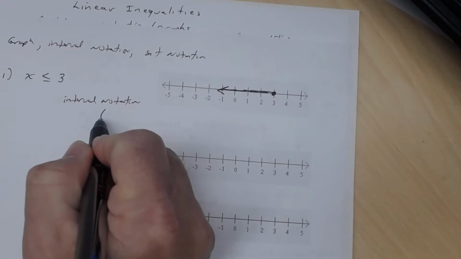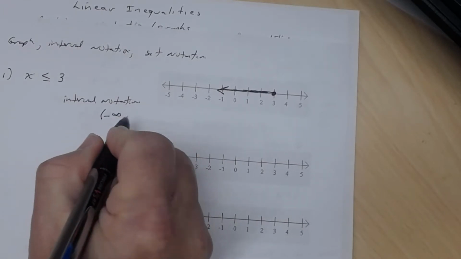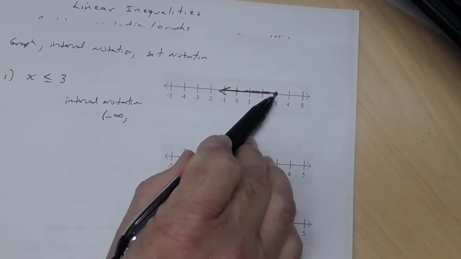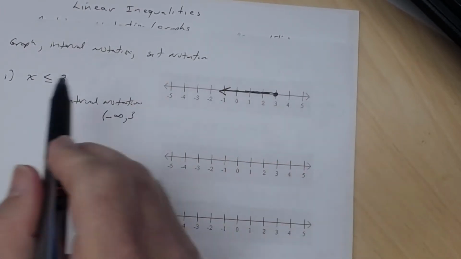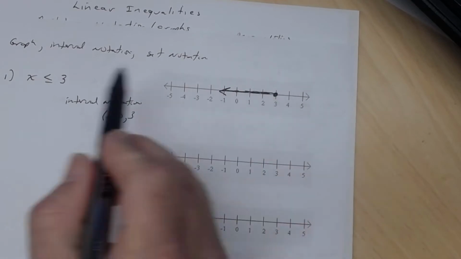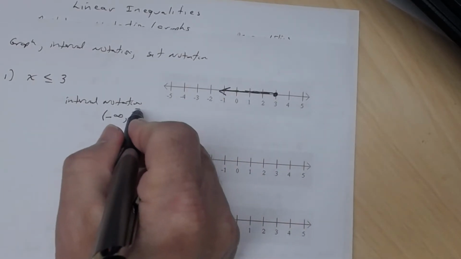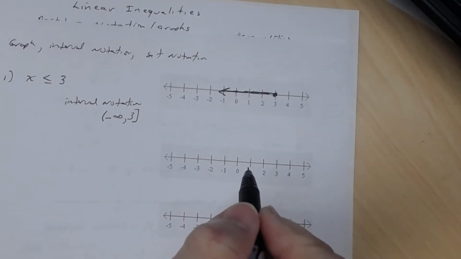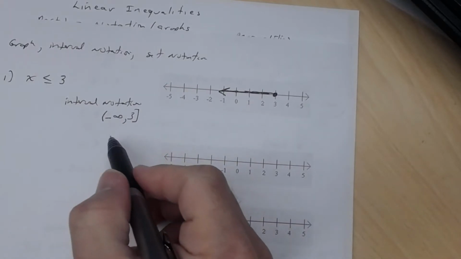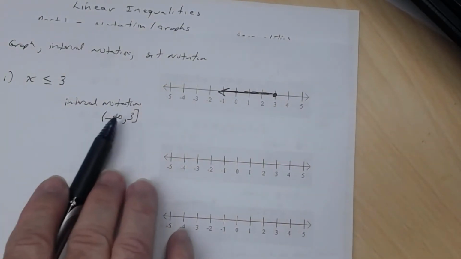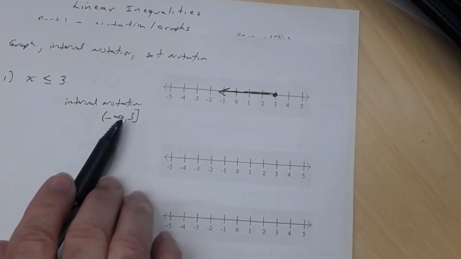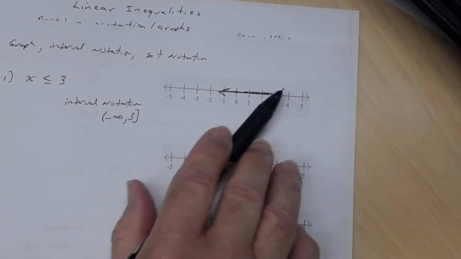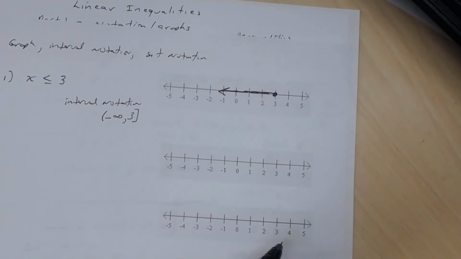So you can say parentheses, negative infinity, comma, all the way to the number 3. And then since 3 is a solution, remember the equal sign, closed circle, you can use a bracket. All right, so there's your interval notation. So all my solutions are from negative infinity to 3. Always read from left to right. Negative infinity to 3, including 3 because of the bracket, closed circle, equal sign.